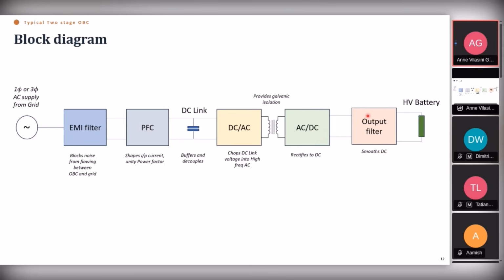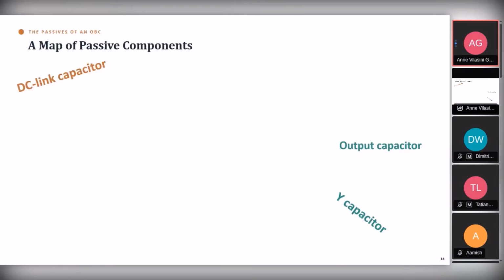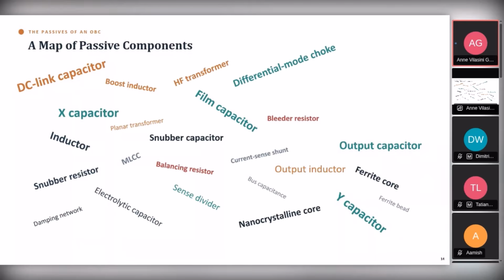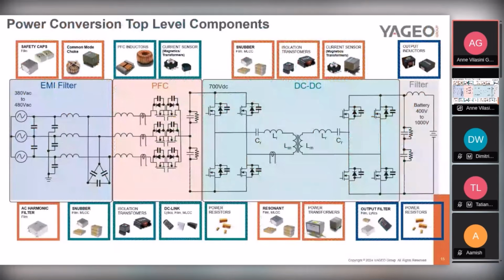And then as a final step, you just smooth out the DC before the voltage reaches the high voltage battery. So talking about passive components, here you can see there are a lot of components inside an onboard charger, and most of them are passive.